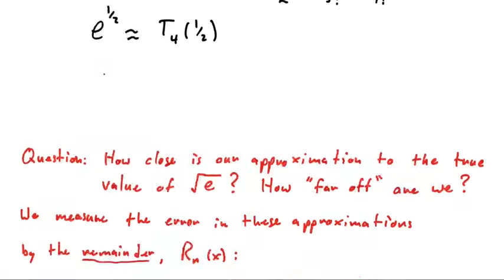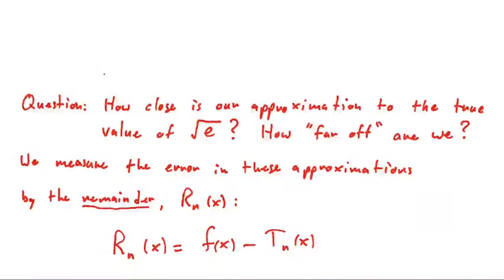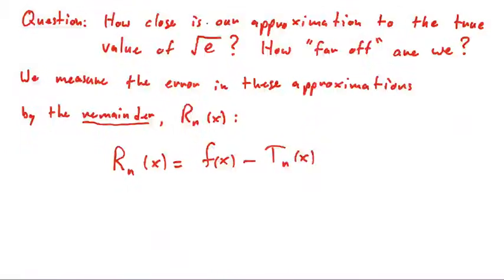Now we would like to know how close our approximation is. Without actually computing it, can we find estimates for how far off our approximations are from the true values? Well, we measure the error in these approximations using something called the remainder. We denote it by R sub n of x, and that's the true value of the function minus the approximation given by the Taylor polynomial.